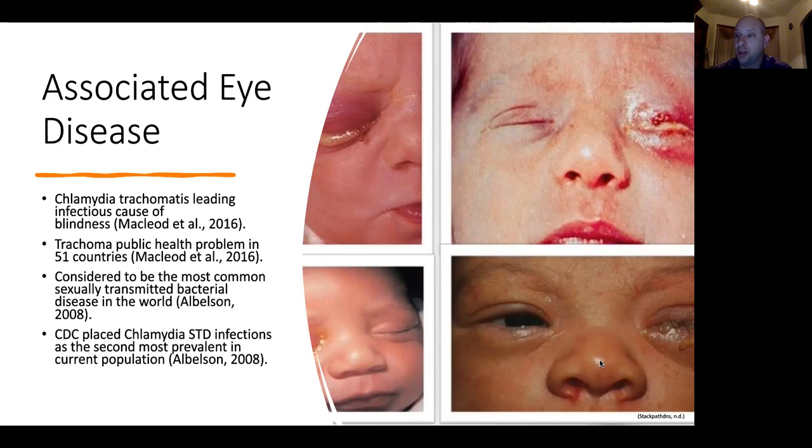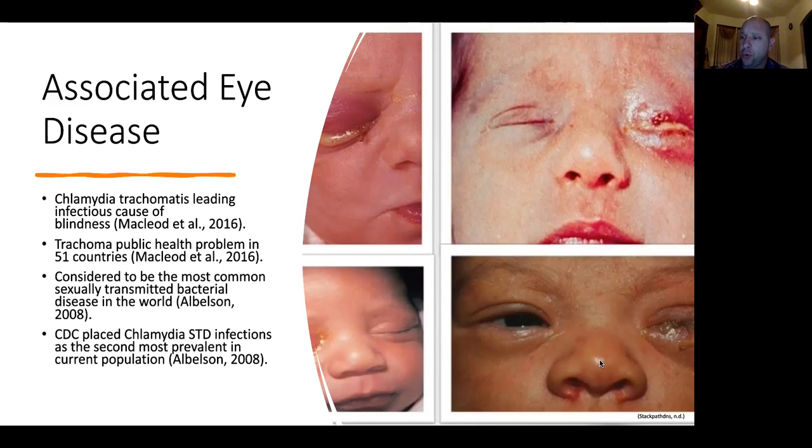So let us talk a little bit about this. Trachoma is caused by the bacterium Chlamydia trachomatis. It is the leading infectious cause of blindness. Trachoma is a public health problem in 51 countries, with an estimated 232 million people at risk of blinding disease. Chlamydia is considered to be the most common sexually transmitted bacterial disease in the world.